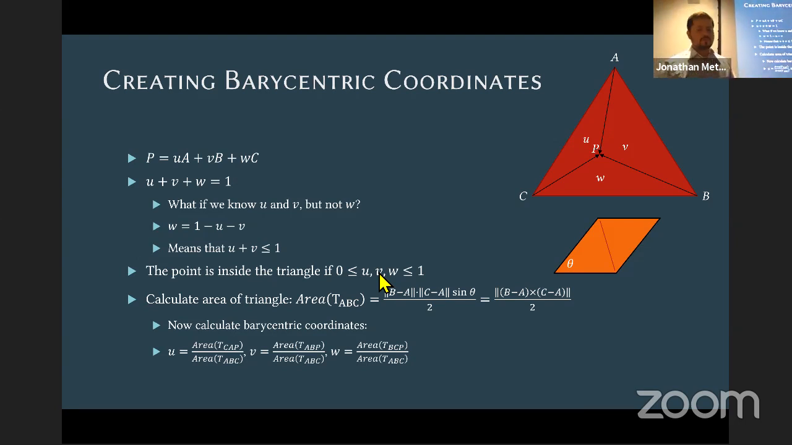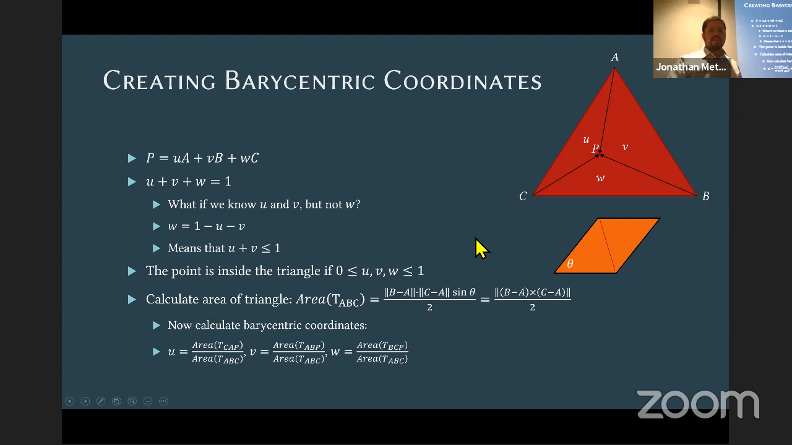So now, in order to get these barycentric coordinates, that's the next question. We know what they are. We know how we can calculate the point inside of it. But how do you actually get those values? Well, the way to get them is to calculate the dot product between two of the edges.